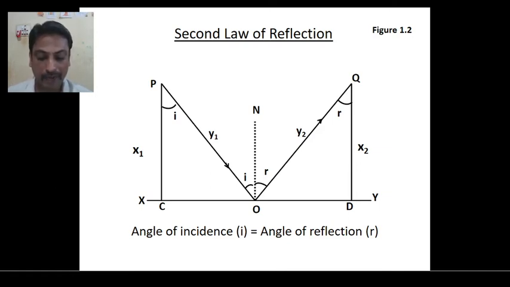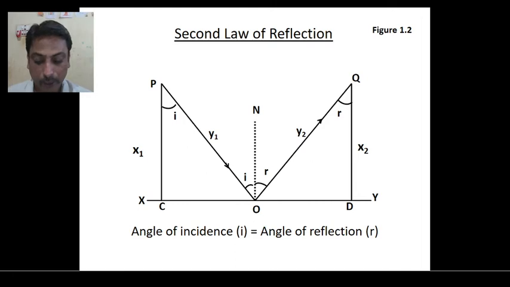So by substituting the value of CO and OD in the above equation, we get x1 tan I plus x2 tan R is equal to a constant. Now I will differentiate this equation. So after differentiating this, I will get x1 sec square I di plus x2 sec square R dr is equal to 0. Then again I will take the second term to the right hand side. So I will get x1 sec square I di is equal to minus x2 sec square R dr. So this I will take it as equation 3.